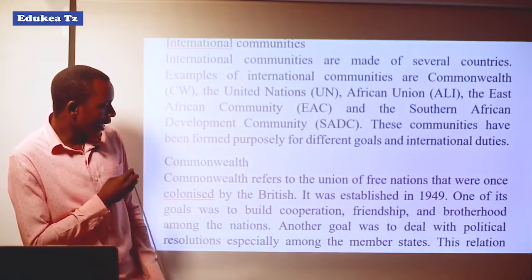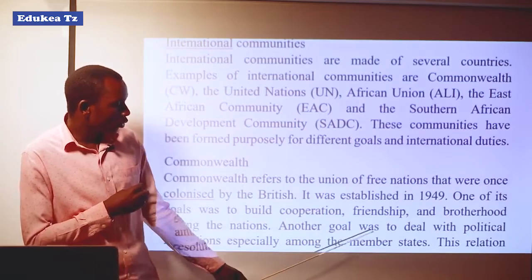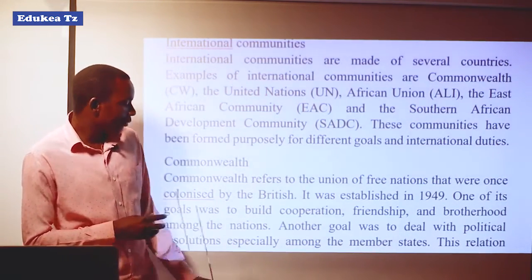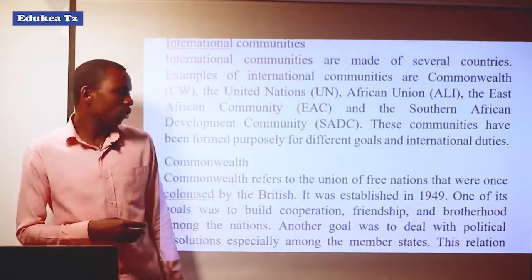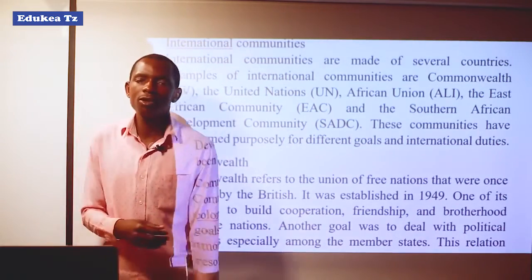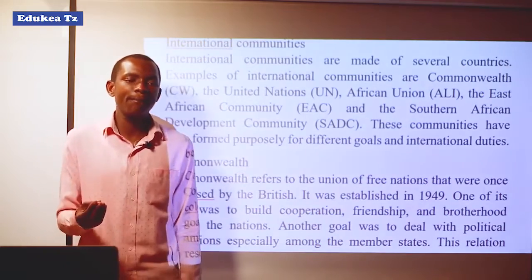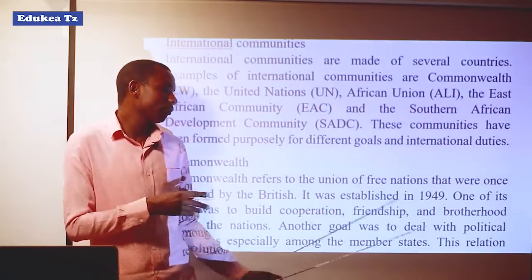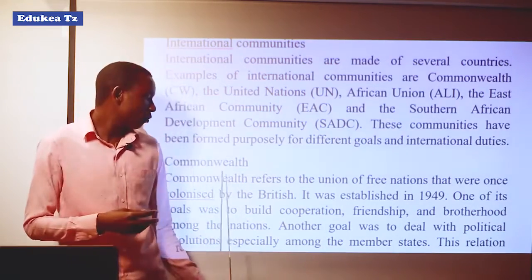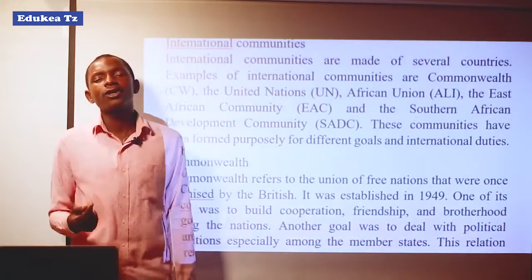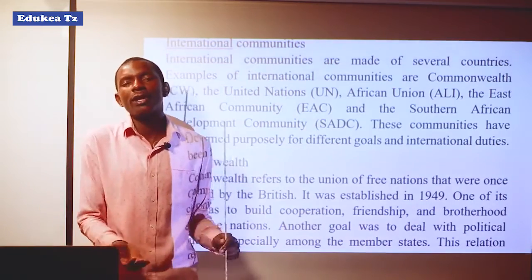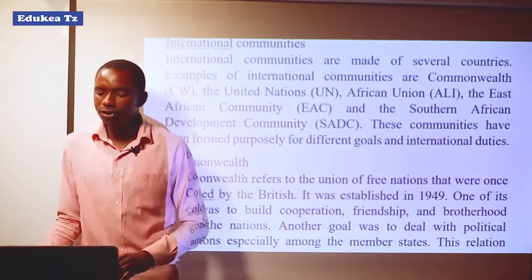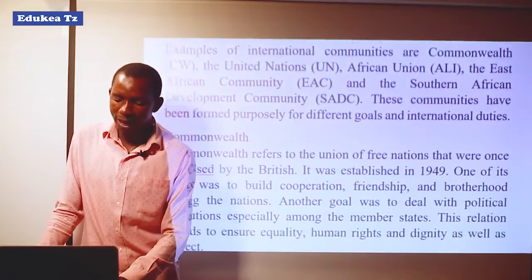Also, another goal was to deal with political resolutions, especially among the member states. So any member state which faces any problem caused by political issues, the Commonwealth stands there to deal with it, to find a solution to any conflict or challenge which happens among themselves.